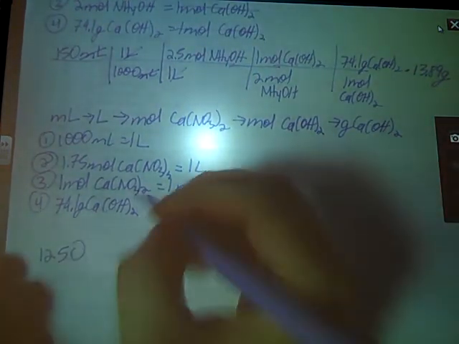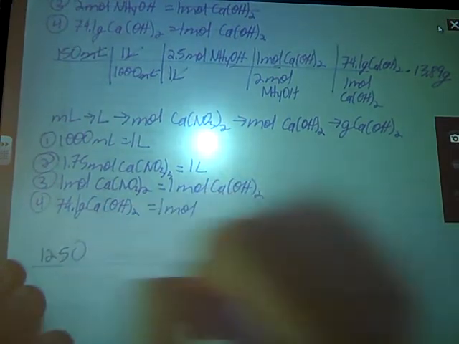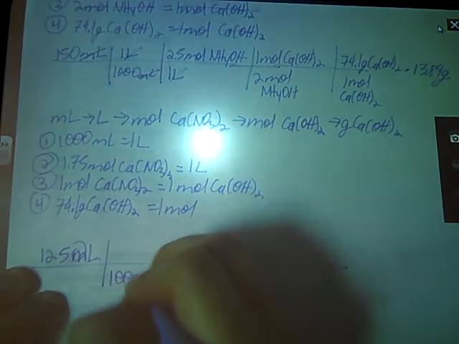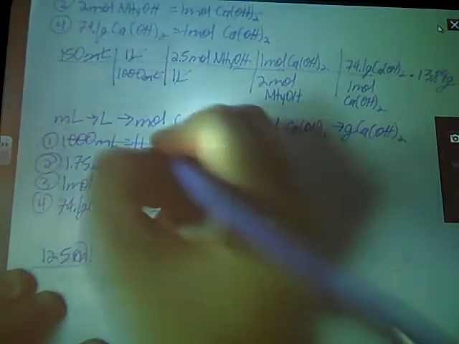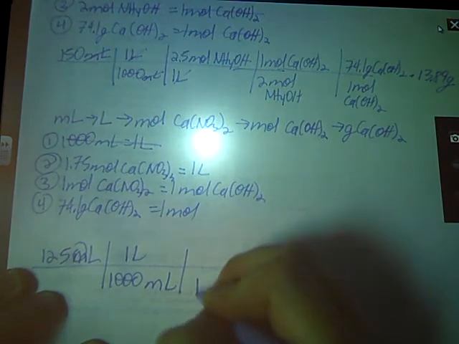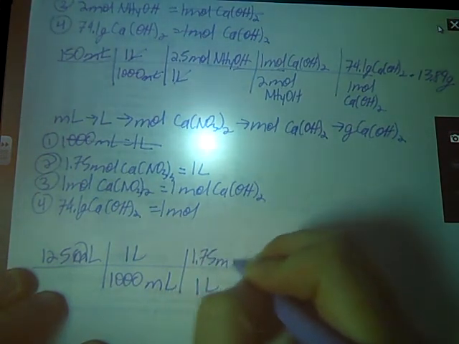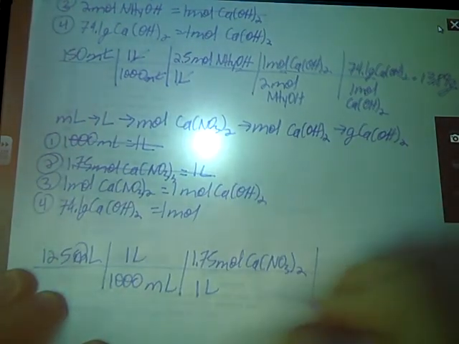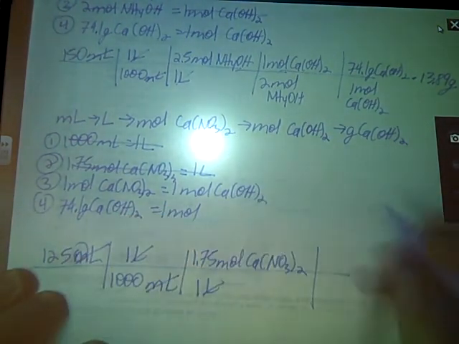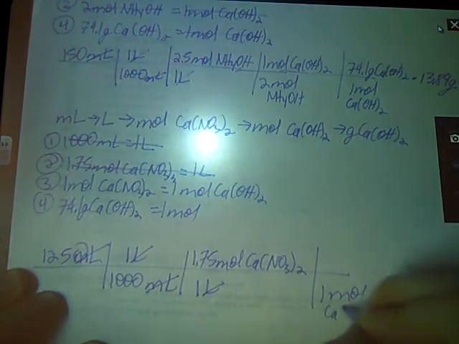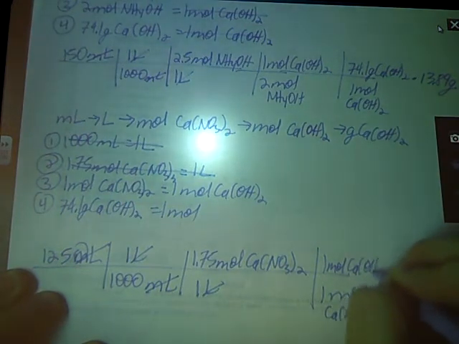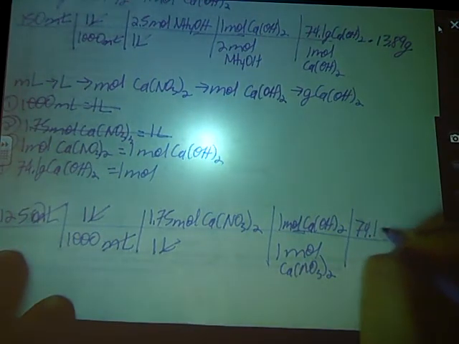Alright, so start with the number that they gave you. Don't ask me why I put a 0 there. That doesn't go there. So converting to 1 liter took care of that one. 1 liter on the bottom, 1.75 moles calcium nitrate takes care of that one. 1 mole calcium nitrate to 1 mole calcium hydroxide. Almost there. Last step, grams, there we go.